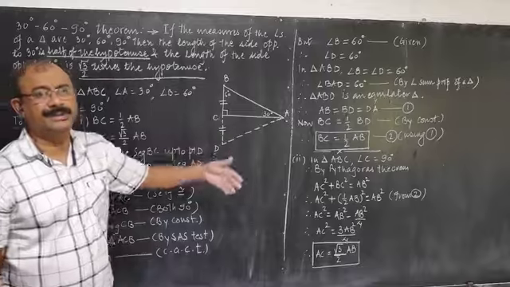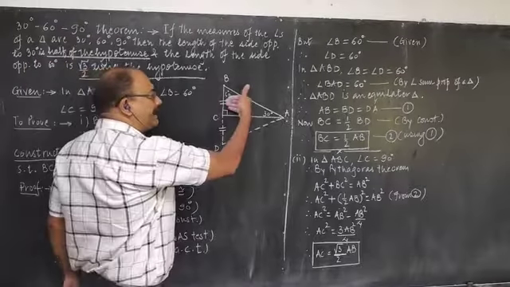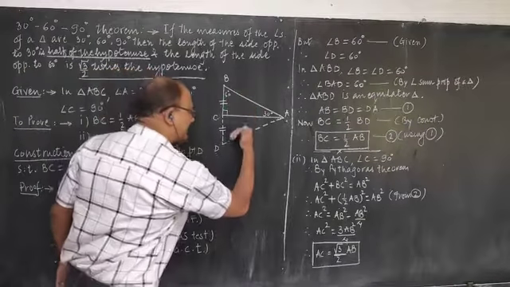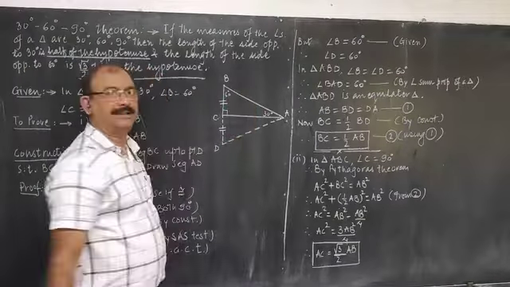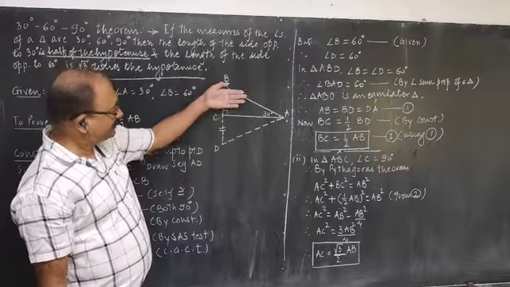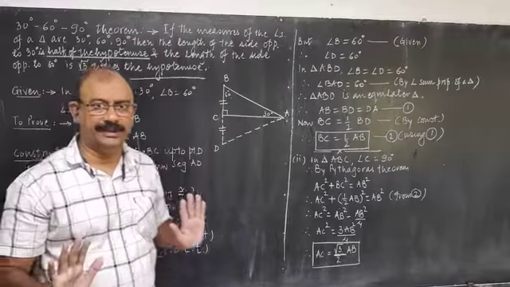So in other words, what I have done is I have printed the upper triangle like this, the reflection of this triangle along line AC. That is what I have done. Okay.